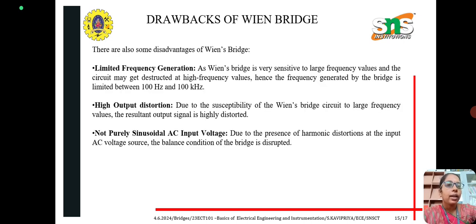The drawback is limited frequency generation. It is very sensitive to large frequency values, and the circuit may get disturbed at high frequency values, so the frequency generated by the bridge is limited between 100 Hz and 100 kHz. Another is high output distortion. Due to the susceptibility of the Wien bridge circuit to large frequency values, the resultant output signal is highly distorted. Also the AC input voltage is non-purely sinusoidal because of the presence of harmonic content, so the balance condition of the bridge is disrupted.